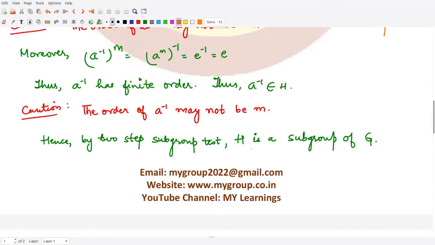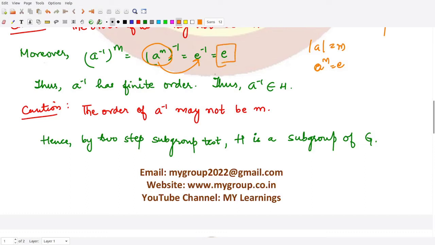The next thing we wanted to prove is that A inverse is present in H. For that we wanted to prove that A inverse has a finite order. So we consider A inverse to the power m, which is equal to A to the power m raised to the power minus 1. And what is A to the power m? It is equal to E, because the order of A is equal to m, right? So using this, we have E to the power minus 1, and E to the power minus 1 is E only, the identity of the group.